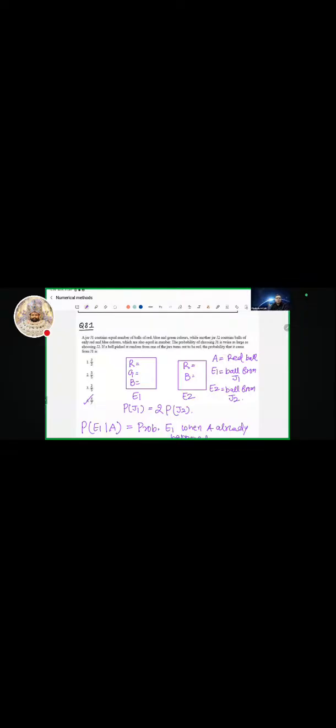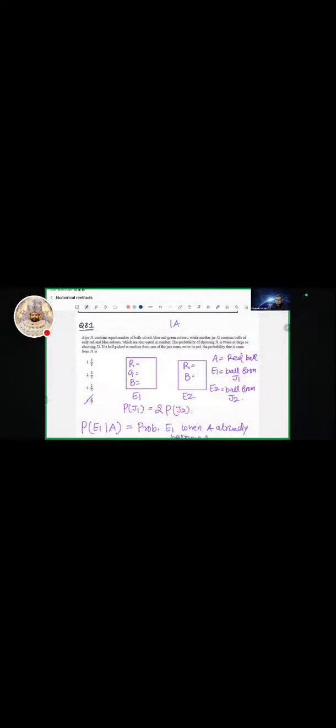Getting a red ball is an event A. So you have already done event A. Event A done means you have already picked up a red ball. So these three things are given. What are they asking? They are asking that I have picked up a red ball, which means event A is done. Now you tell me what is the probability that this ball has come from jar 1?